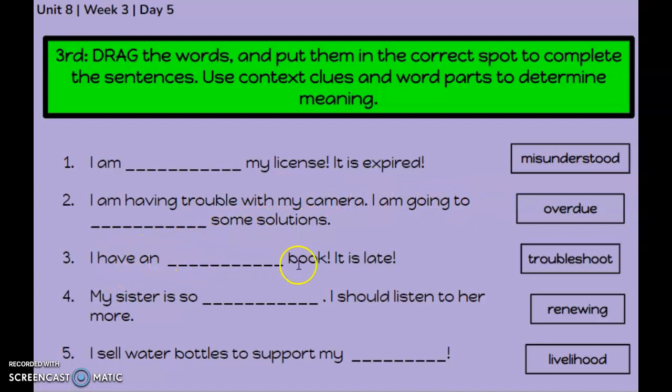I have an blank book. It is late. My sister is so blank. I should listen to her more. I sell water bottles to support my blank. So drag those over and then you will submit.